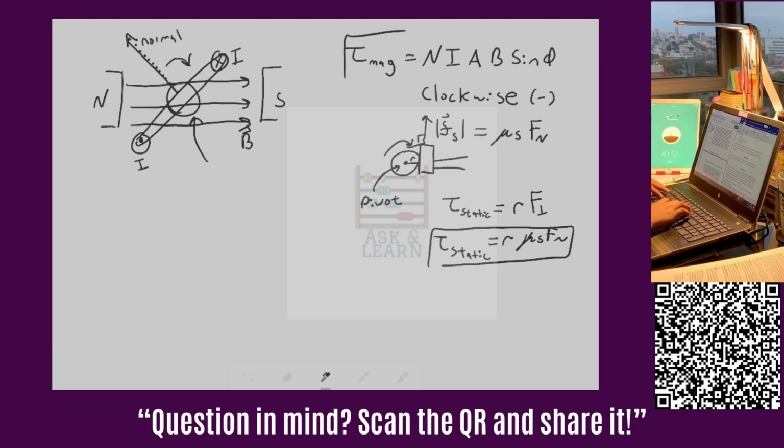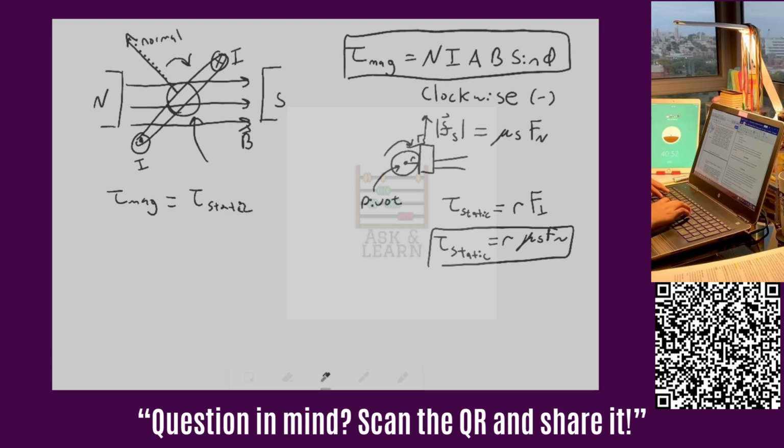And now we have to compare it to the torque from our magnetic force here. If we want our object to remain at rest, so we do not want this thing to rotate, then we want our torques to be equal to each other. And that is the main thing we're going to solve here. And because we want our static friction force to be able to handle the maximum amount of torque that is going to be exerted on this coil.